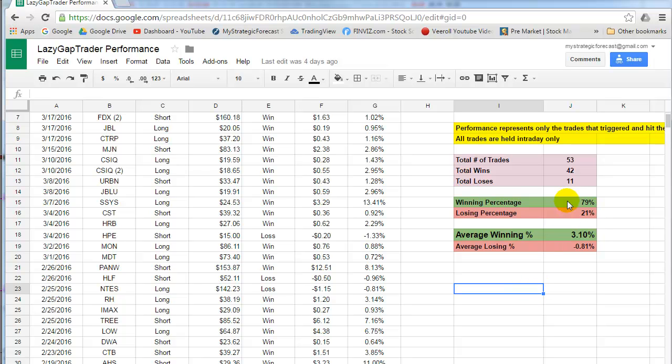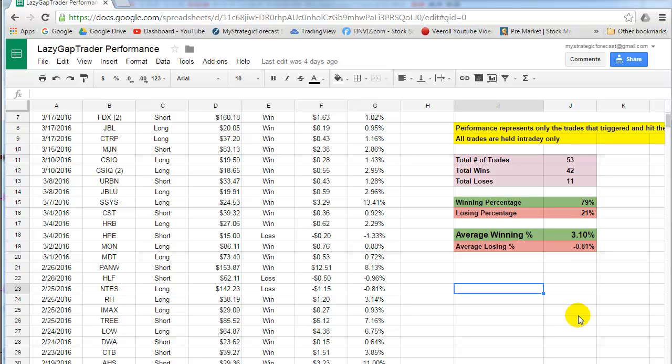We had, if you include today, it would be about 56 trades, and the wins would be 45, the losses would be 12, and the percentage would probably be about 80%. It would through yesterday. If I don't count today, it's 79% win rate, 21% loss rate. Average winning trade is 3.1%.